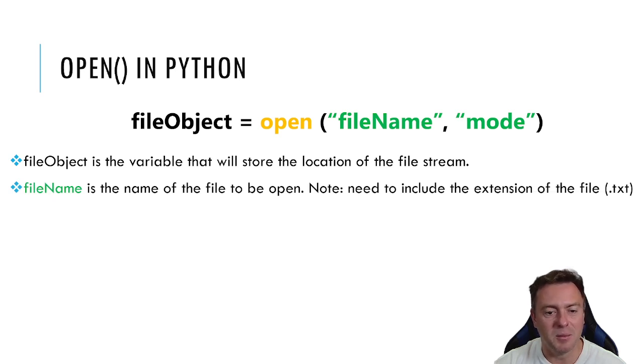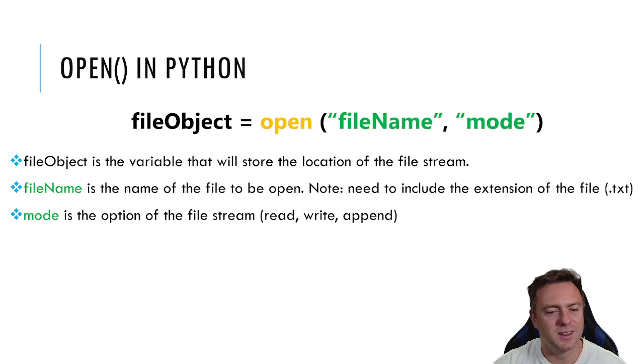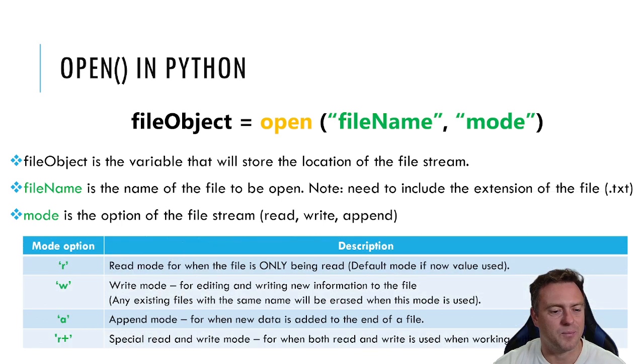File name is the name of the file to be opened, and this needs to include the extension of the file. So if it's a text file, you need to put the .txt at the end. The mode is then the option of the file stream. So are you reading the file, writing the file, or appending to the file? And there are 4 different options that you can choose.